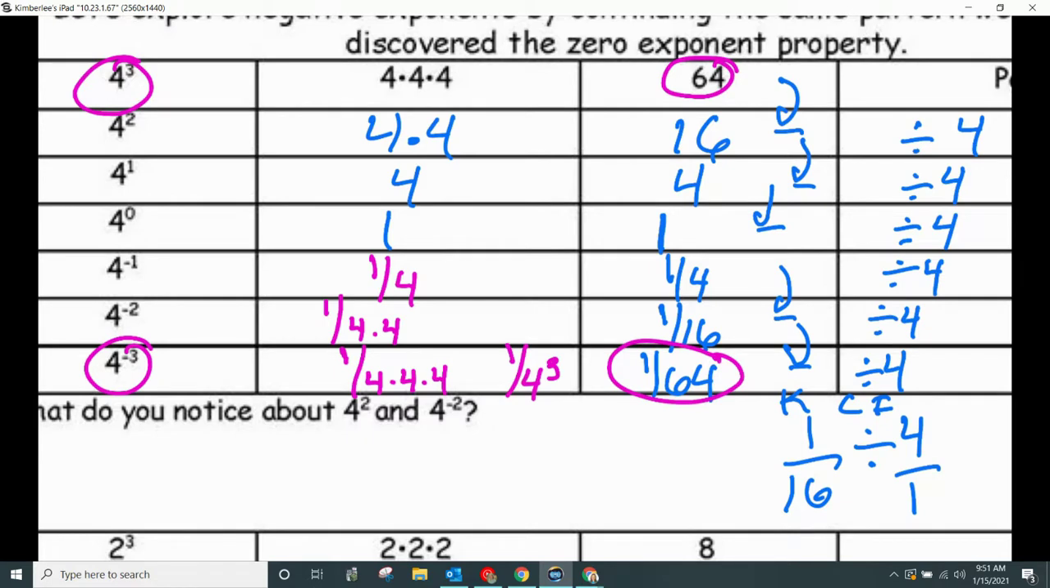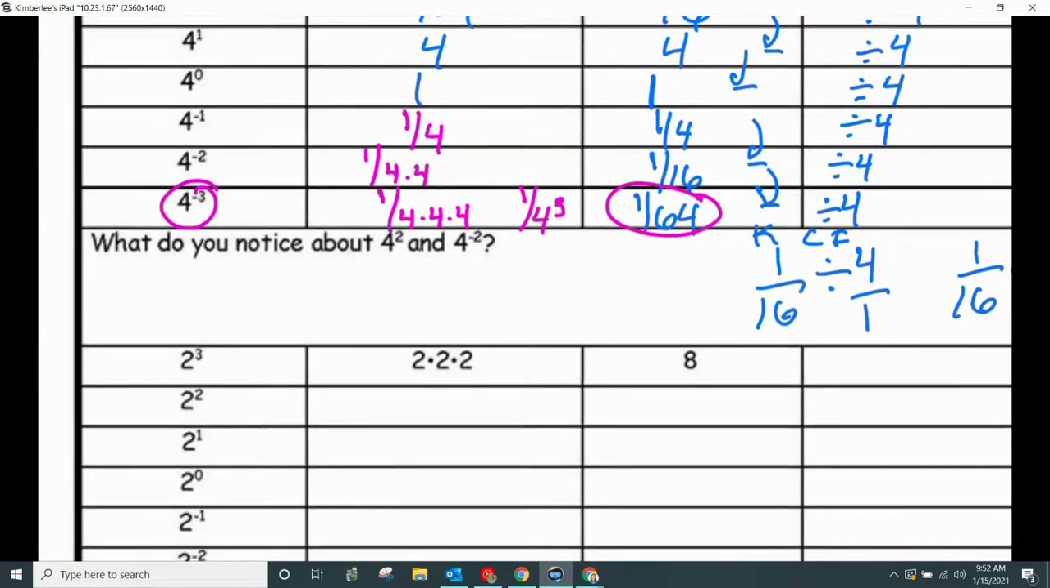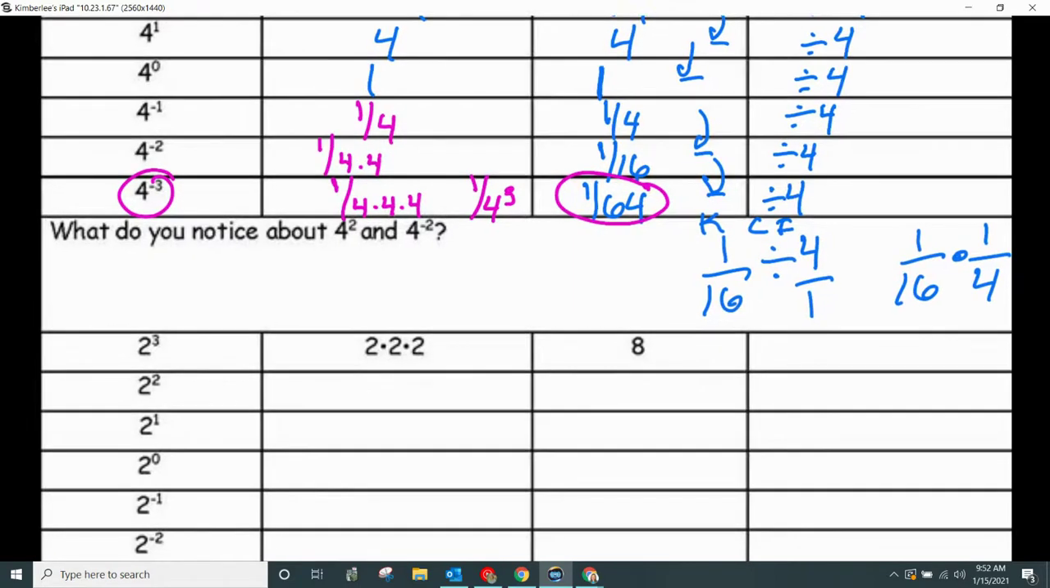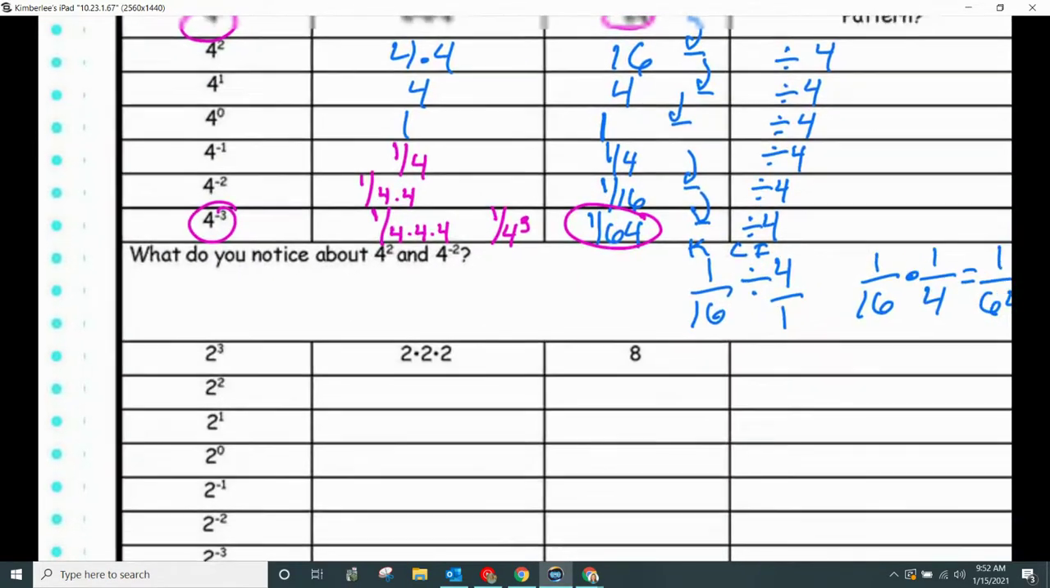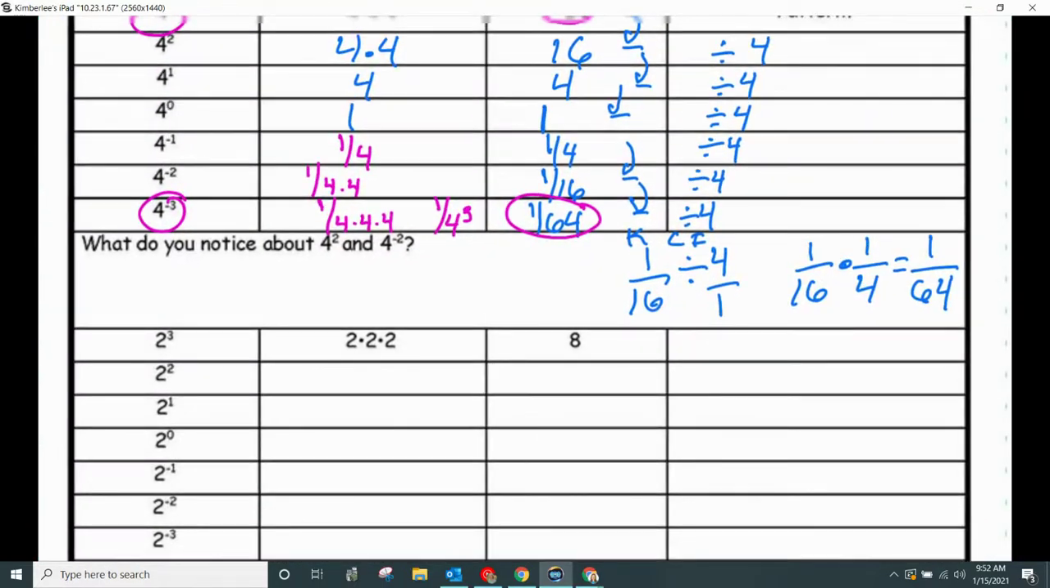So let's see if this pattern continues. Now I want you to fill in the table for the 2's and the 5's.